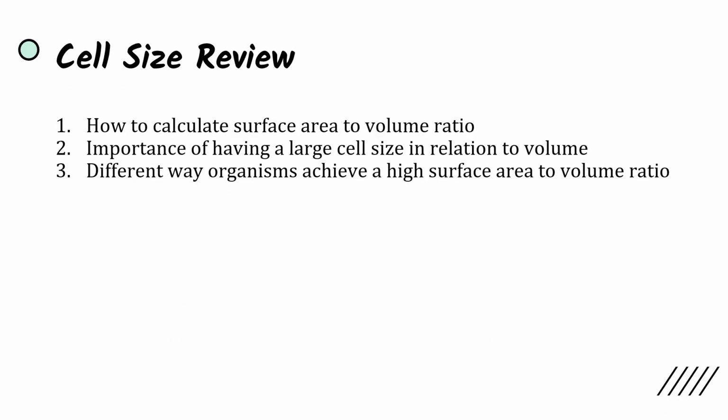So here we go, that's the end of 2.3 cell size. You should now know how to calculate the surface area to volume ratio. You should know why cells are small, why you want a large surface area to volume ratio, and different ways organisms are able to efficiently exchange materials with the environment. Next up, and basically for the remainder of Unit 2, we're going to be talking all about the plasma membrane.